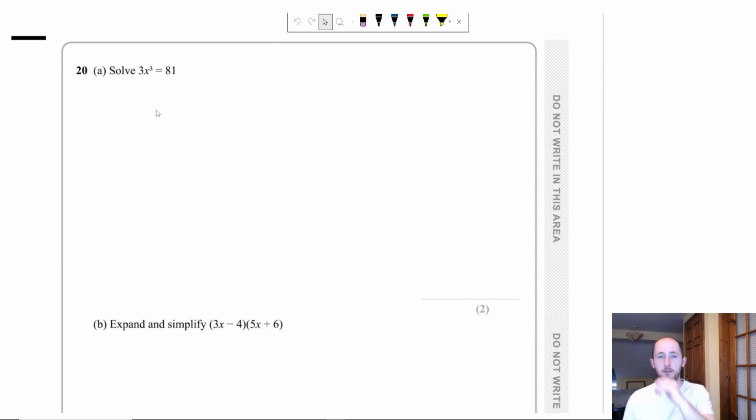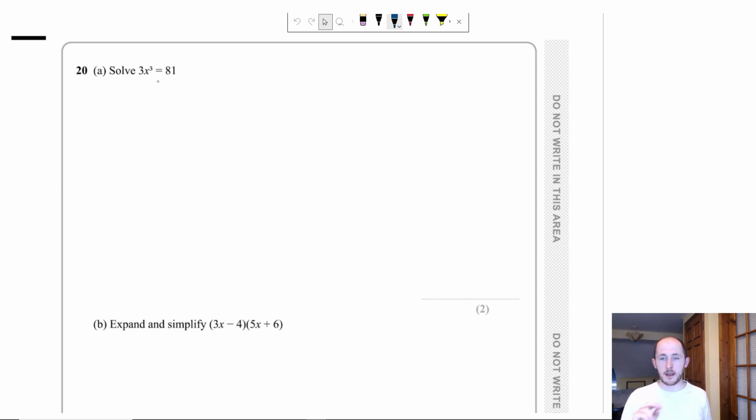So for this question we have a bunch of algebra. So for part A we have solve 3x cubed equals 81. Now I've often been asked if you can do it in any order. For example, we want to get this x by itself. So what are the things stopping it? Well, we have this big 3 in front, then we also have this cubed. So we need to get rid of both. Can we do it in any order?